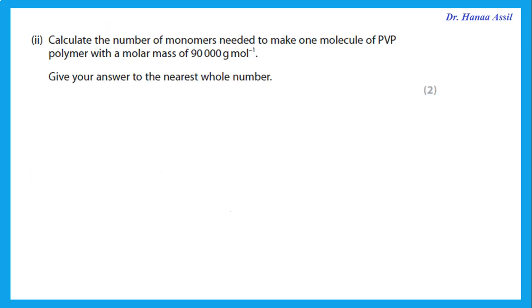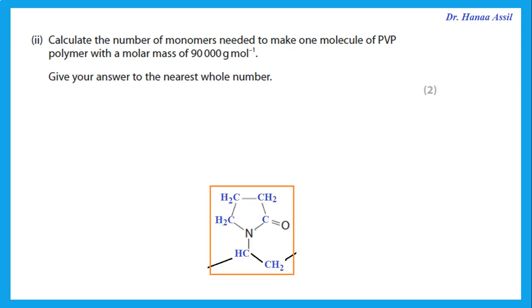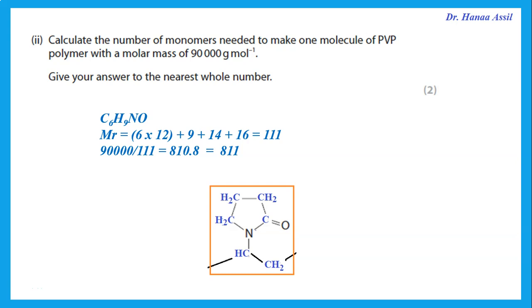Calculate the number of monomers needed to make one molecule of this polymer that has an MR of 90,000. So what is the monomer? The monomer is one of these. So calculate the MR of the monomer. Now, how many carbons, hydrogens, nitrogen, and oxygen? That would be the molecular formula. Calculate its MR. The MR of one of them is 111. Now, we're told that the total is 90,000. So, divide that by 111. I find that I can get 811 of these units joined together to form a polymer.